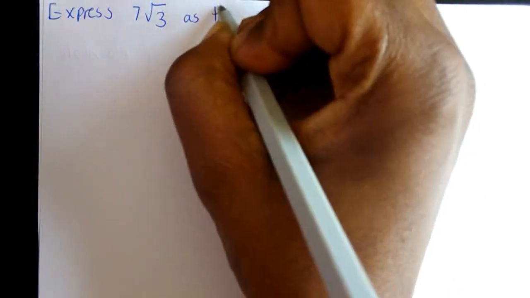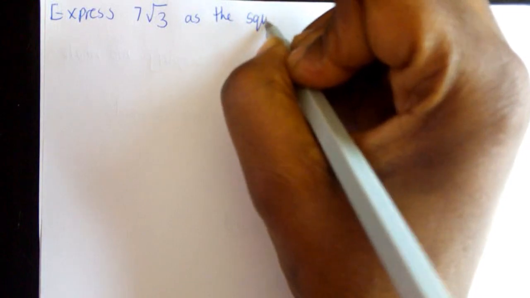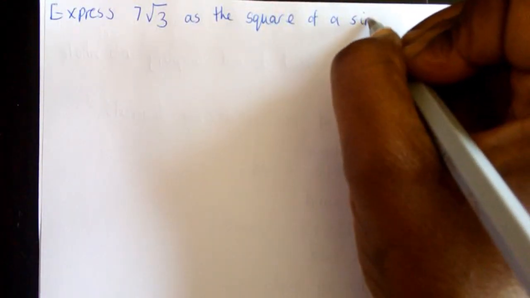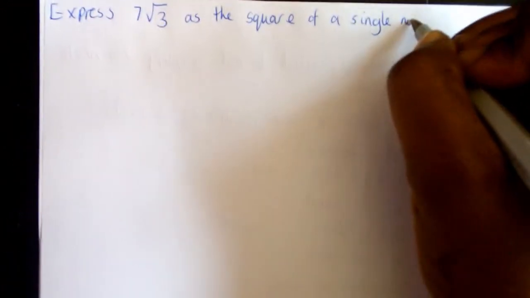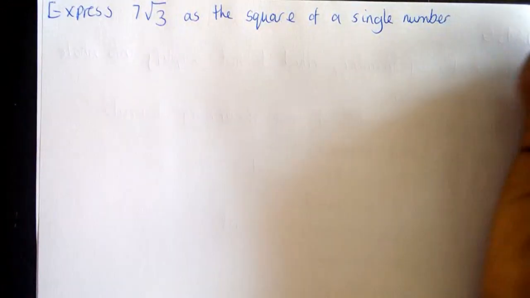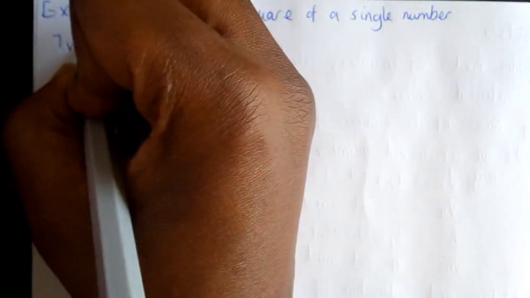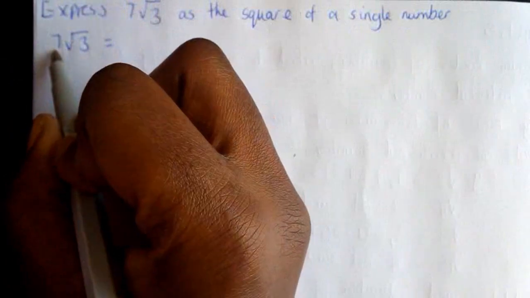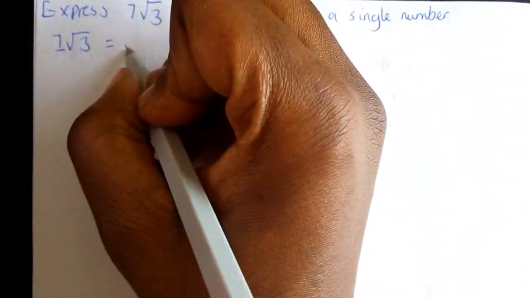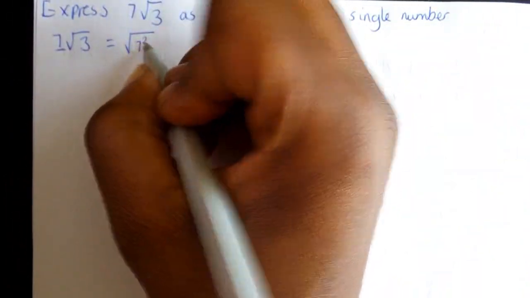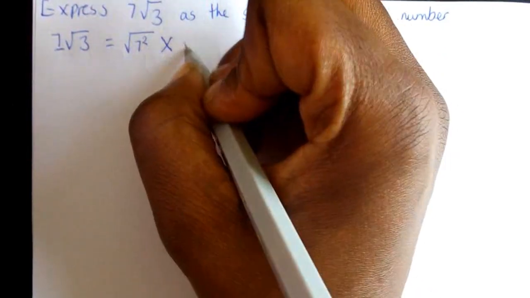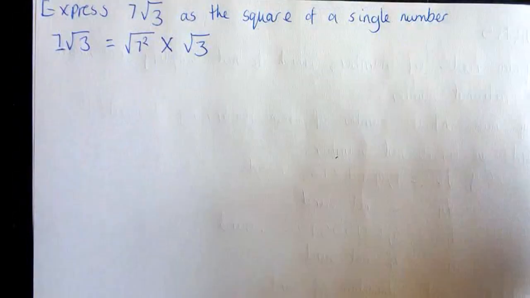Express 7 root 3 as the square root of a single number. What do we do? First, 7 root 3 is equal to, we said 7 should be equal to the square root of 7 squared, right? Times the square root of 3 like this.